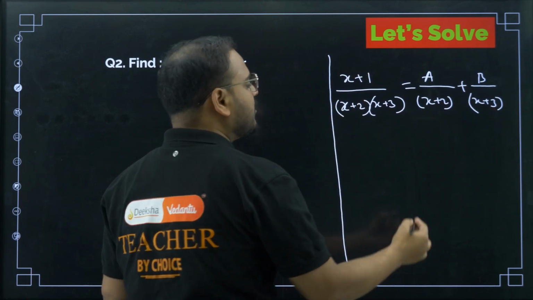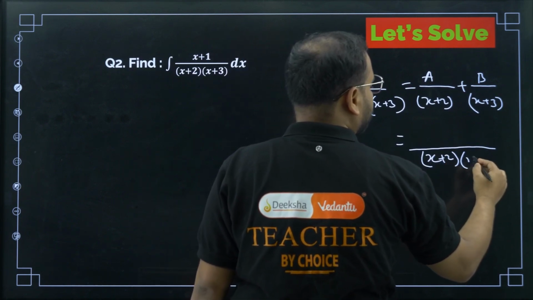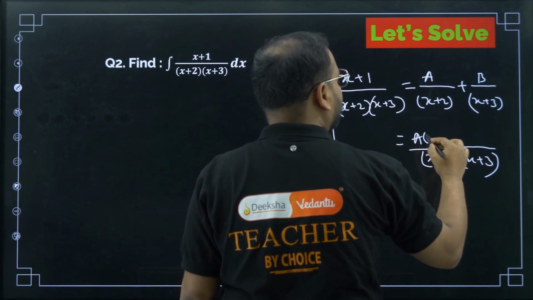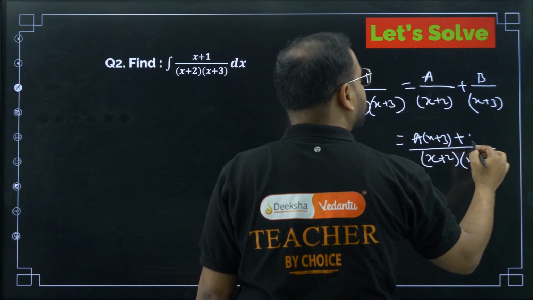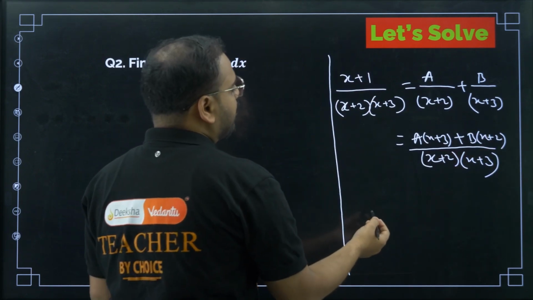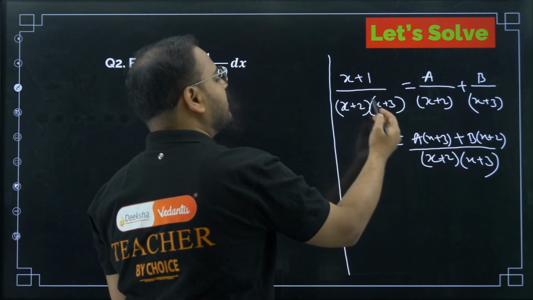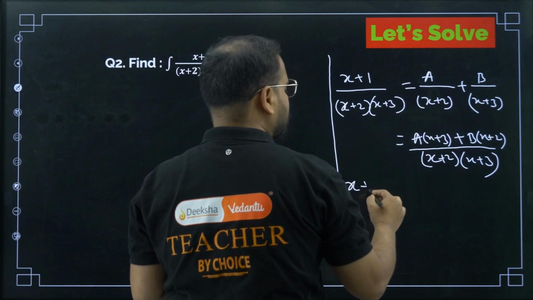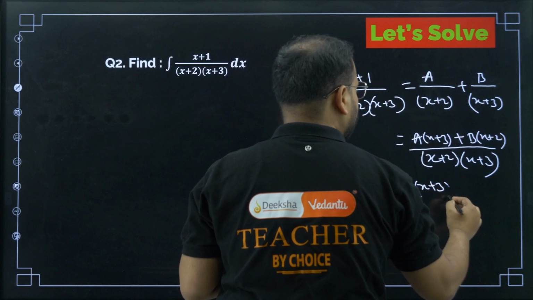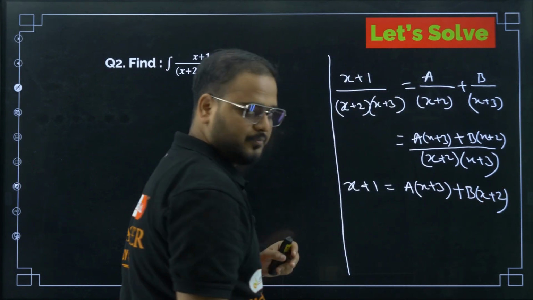Now I'll take the LCM on the RHS side. This is going to be a times of x plus 3 plus b times of x plus 2. Am I right? Since the denominator is same, please check, for both LHS and RHS the denominator is same, I can compare just the numerator. So I'll get x plus 1 equals a times of x plus 3 plus b times of x plus 2.